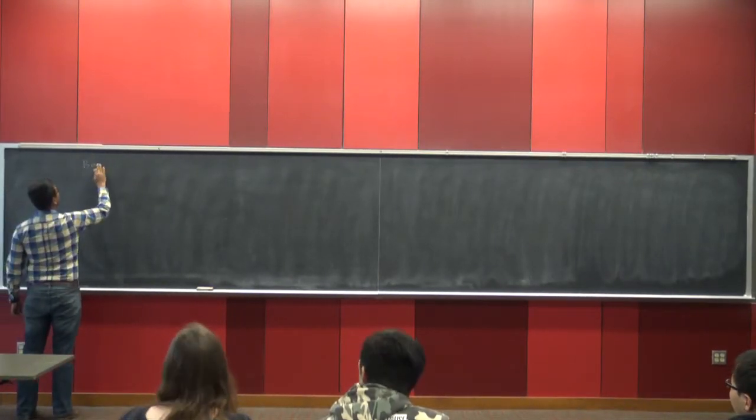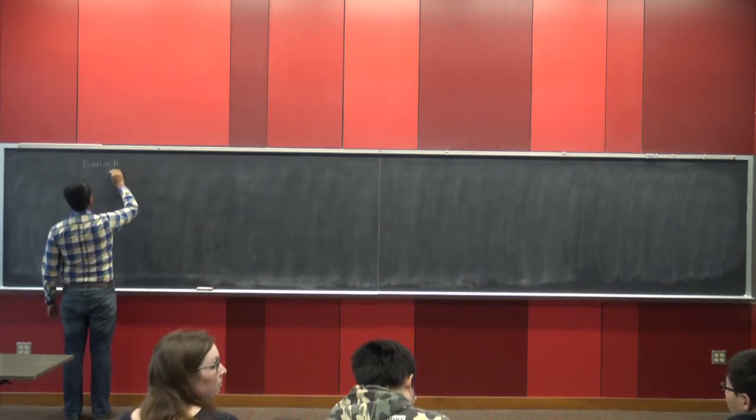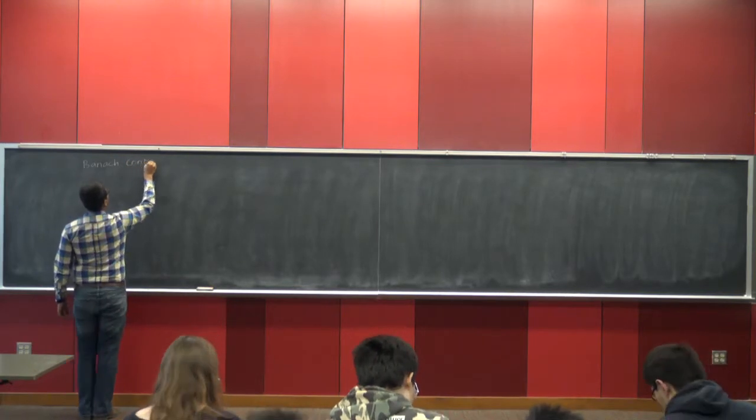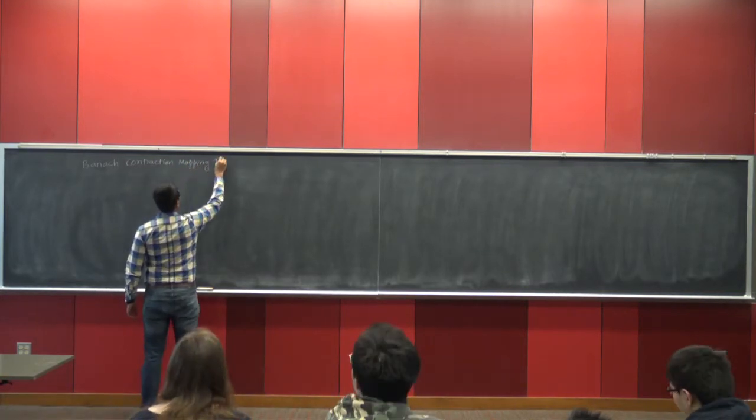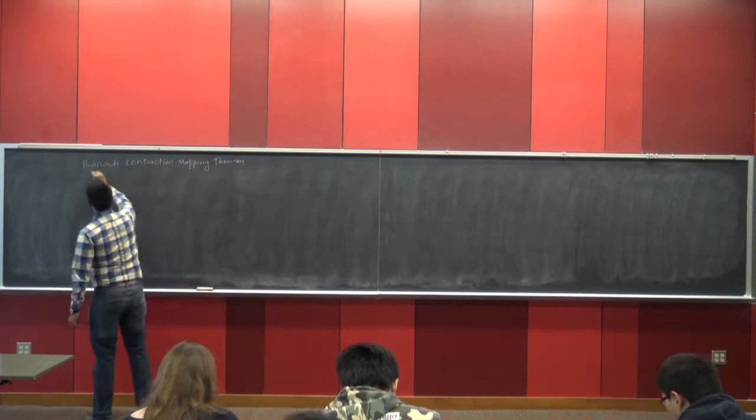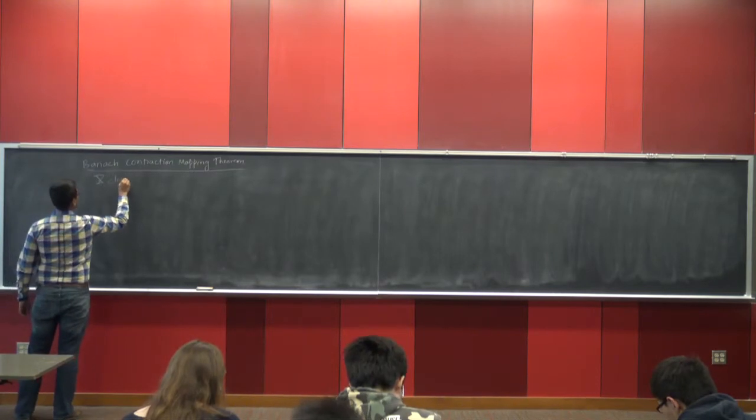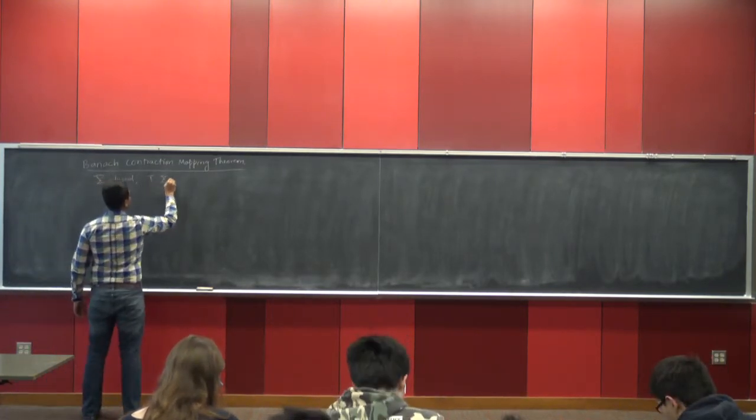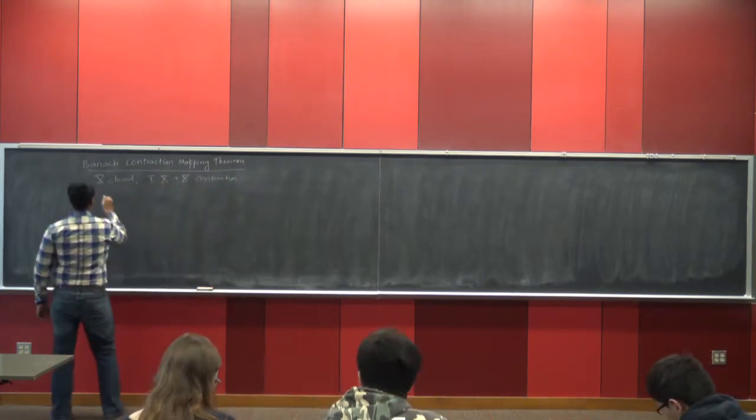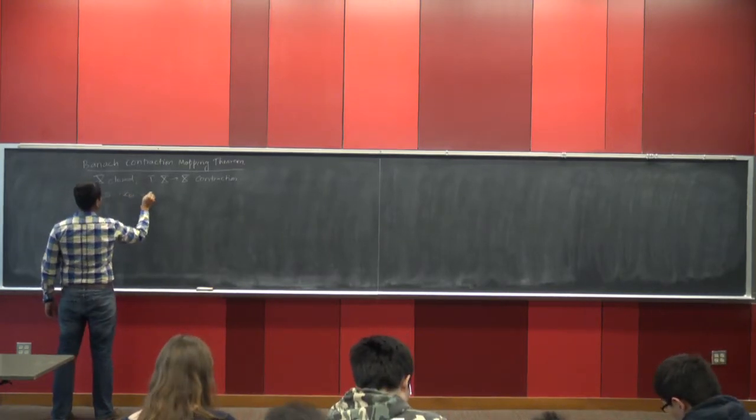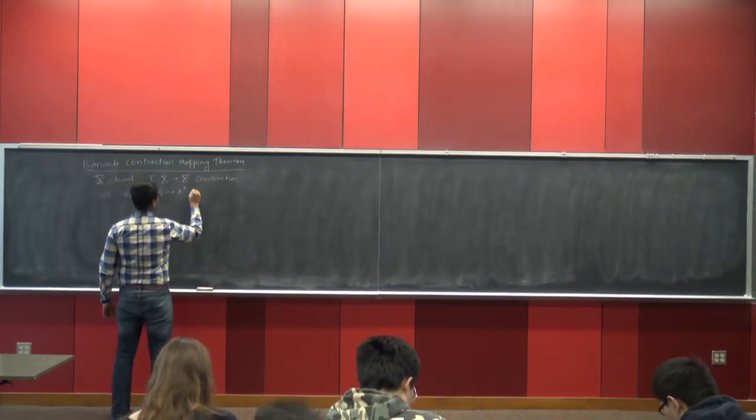So let's start with one of the most powerful theorems in analysis, Banach contraction mapping theorem. Okay, so the setting is X is closed, T is a map from X to X, it's a contraction, and this implies that x_{k+1} = T x_k converges to x star, which is a fixed point of T.